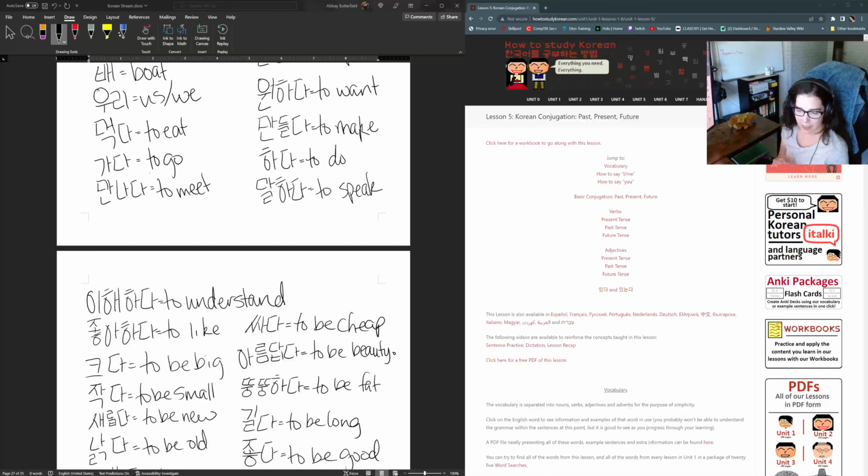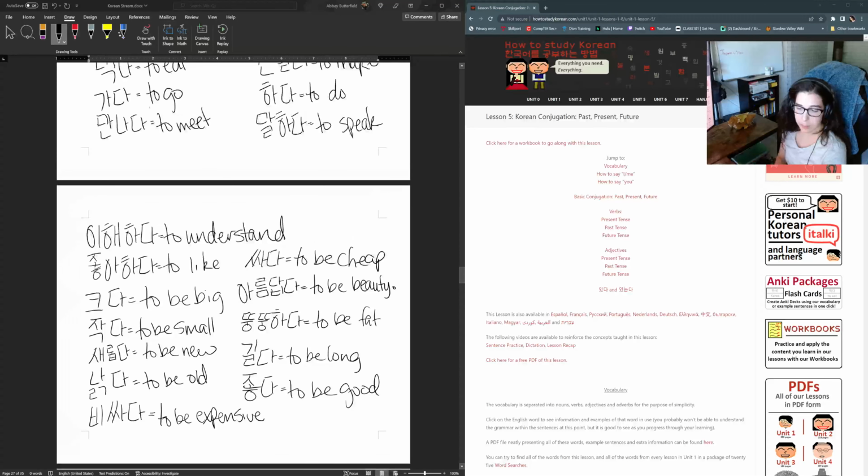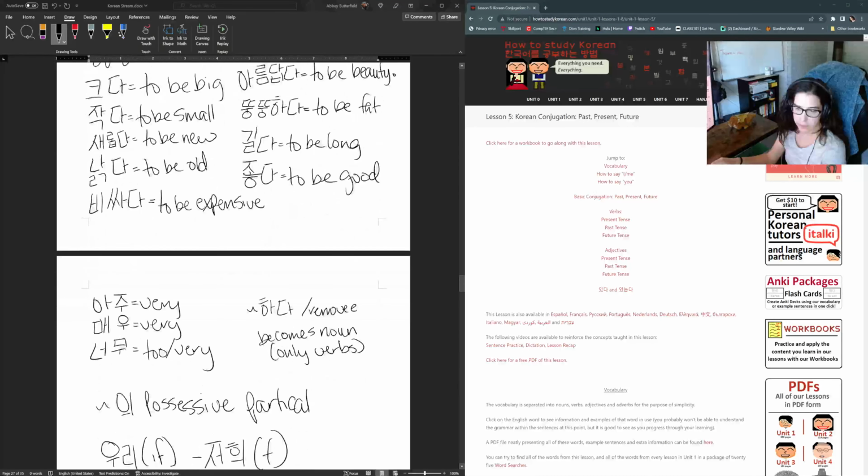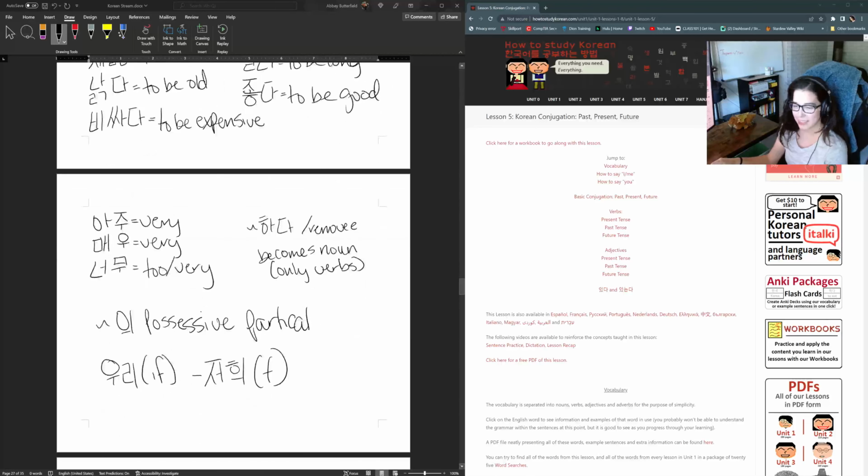크다, 작다, 새롭다, 낮다, 비싸다, 싸다, 아름답다, 뚱뚱하다, 길다, 좋다, and 아주, 매우, and 너무. A lot of the verbs, if it ends in 하다, like 좋아하다, and you just remove the 하다, you now have a noun. There you go. Very easy.